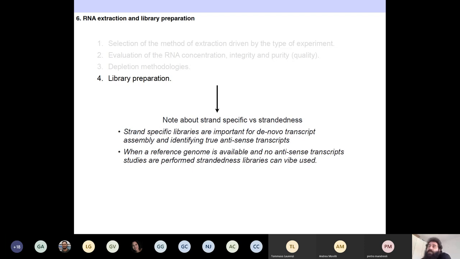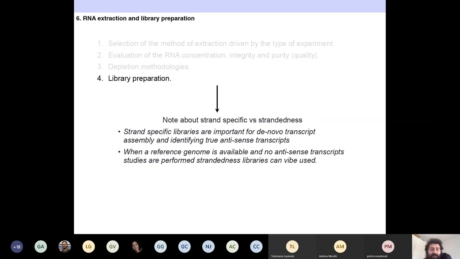The last thing I want to mention is a note about strand-specific libraries and strandless libraries. Strand-specific libraries are important for novel transcript assemblies and to identify true antisense transcripts. So if that is important for you, go ahead with strand-specific. When you have a reference genome and you are not studying antisense, it's fine. You can do a strandless library.